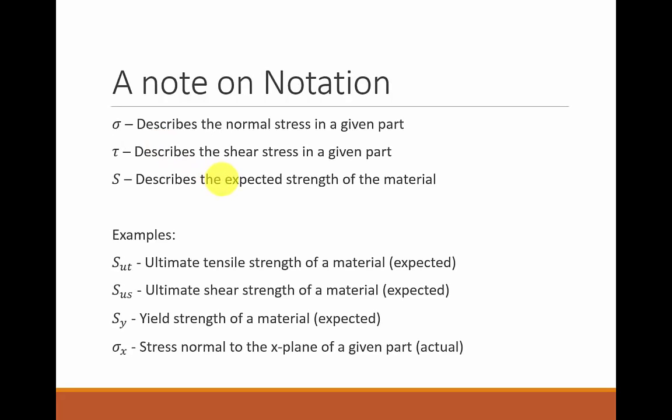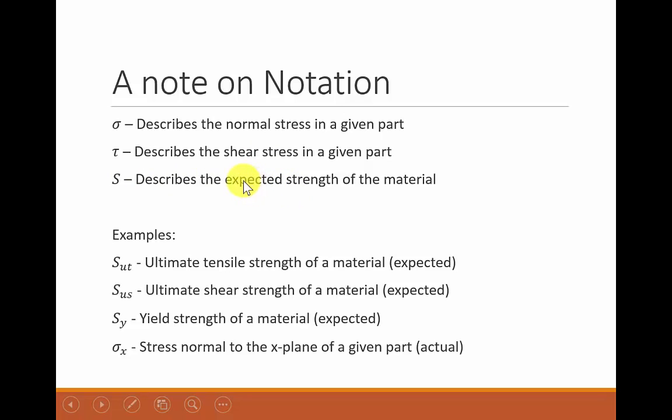So let me give you just a little bit of notation. All three of these symbols have units of force divided by area. So let's talk a little bit about what we mean. When we talk about sigma, we're talking about normal stresses in a part. When we talk about tau, we're talking about shear stresses. And when we use S, we're talking about strength of the material.